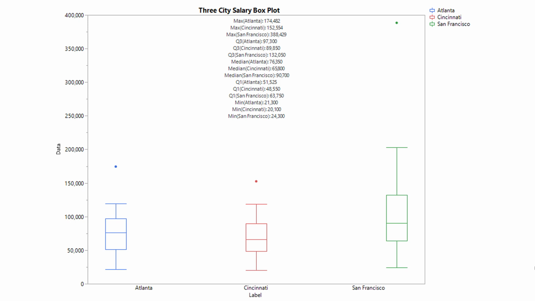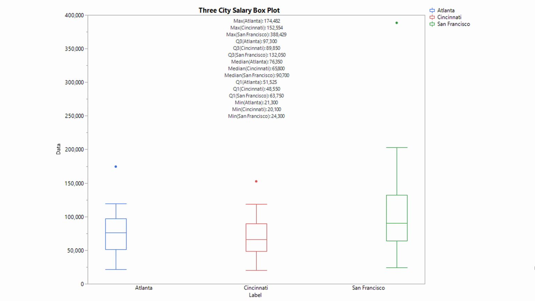So as I mentioned at the very beginning, box plots become very powerful when you put them side by side with one another. It allows you to do easy comparisons. So the time to insight is very fast. So here we have simulated salary data for 3 cities: Atlanta, Cincinnati, and San Francisco.